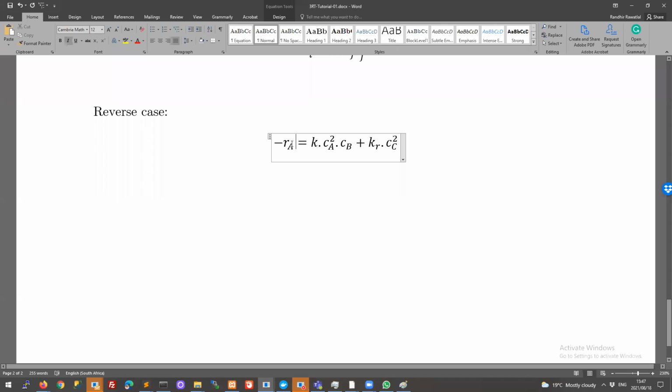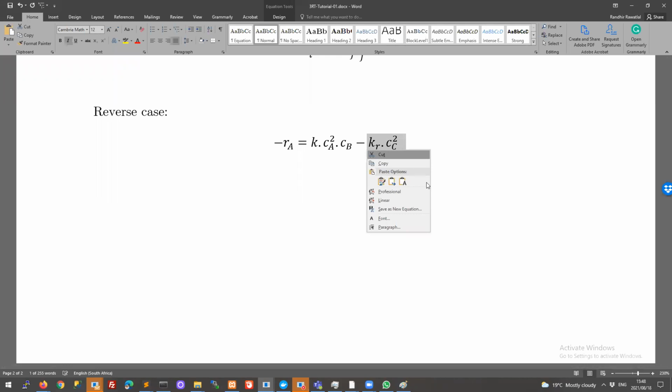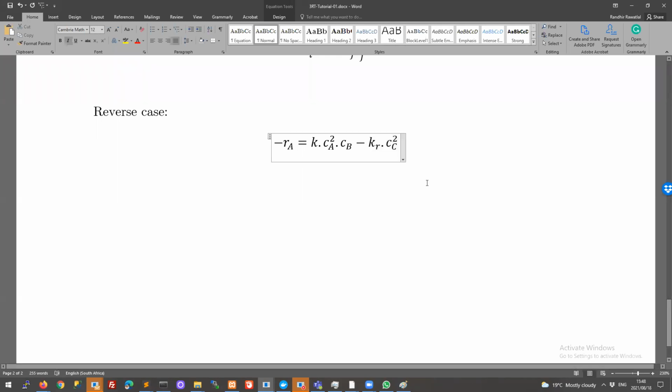However, we are writing this in terms of the consumption of A. So we need a double negative here. We need to say this is going to reduce our consumption of A because it's going to form A. So that's going to be the expression that we'll use there. There are a couple of things to be careful with.